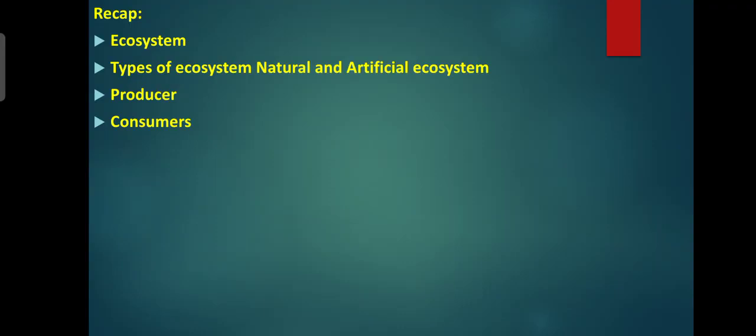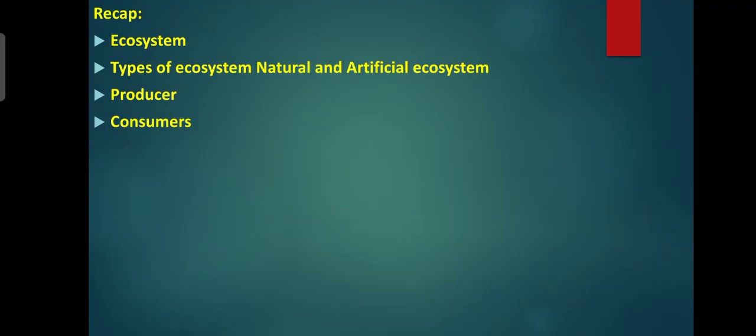Producers are organisms that are able to produce their own organic food. Producers are also called autotrophs. Plants are producers because they make their own food by photosynthesis. Next one, consumers. Organisms which cannot produce their own food need to eat other organisms as food. These organisms are called consumers.